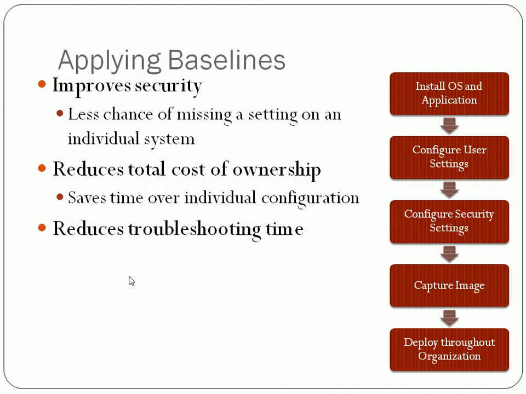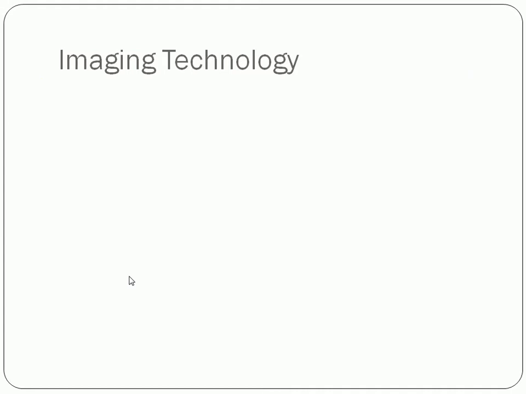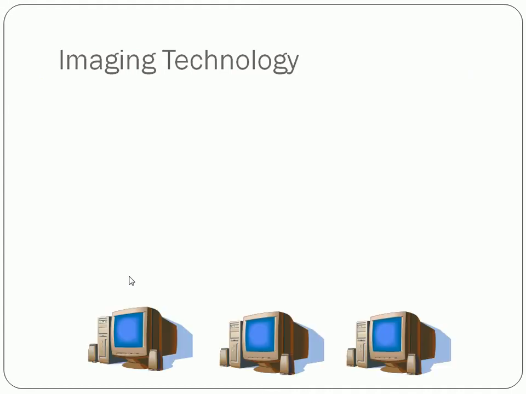Let's talk a little bit more about how imaging works. So what is imaging? Let's say we've got a whole bunch of computers in our organization. There could be hundreds, thousands, tens of thousands of computers. And the challenge is, we develop these baseline standards. How do I make sure that every single computer implements those baseline standards or has those baseline standards?